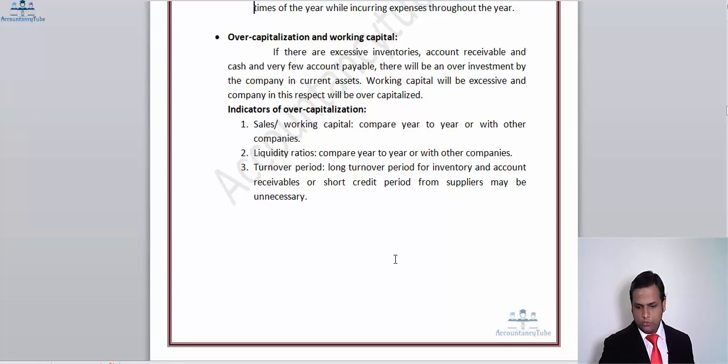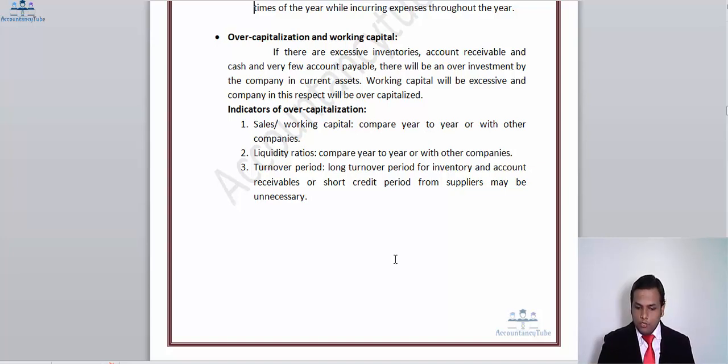Then we've got liquidity ratios, comparing year to year or with other companies. Liquidity ratios can be compared with the last year as well as with the industry norms. To see the best available information is the industry norm. So if we compare it with an industry average, you will see that if they are investing substantially in working capital, if their receivables are substantial, if their inventory is substantial as compared to the industry average, it's obvious that they are moving towards overcapitalization.